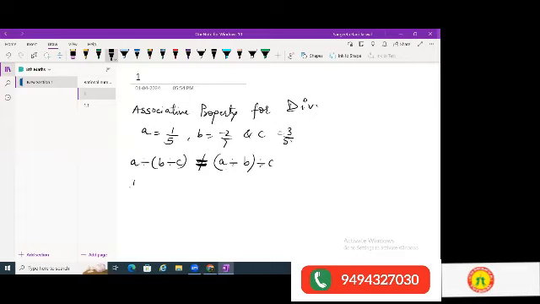Now take this in place of A, write 1 by 5. Then B, what is B? Minus 2 by 7 divided by 3 by 5. Chalo, let's do the left hand side first. So start doing. Please tell me the answer. You do now. I am also doing. You also do. Okay. We will check the answer.